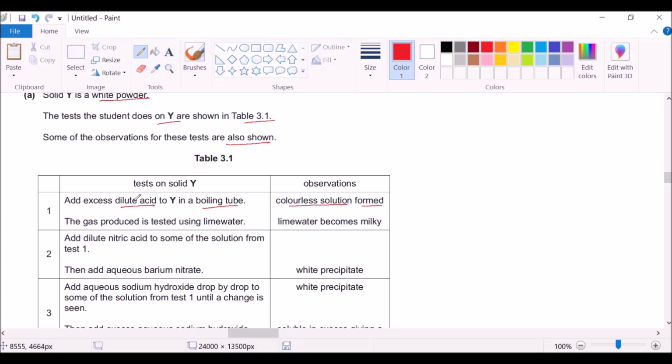So the gas, after adding dilute acid to solid Y and boiling it, is tested using lime water, and lime water becomes milky. So straight away, we see that this forms carbon dioxide, which means the powder had carbonate ions. Add dilute nitric acid to some of the solution from test 1. So from test 1, the colorless solution formed, we add dilute nitric acid and then add aqueous barium nitrate. We see that a white precipitate forms.